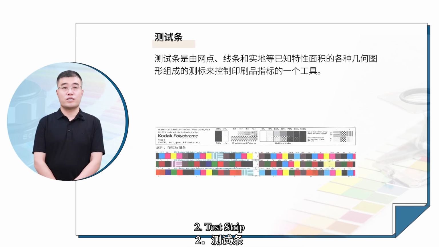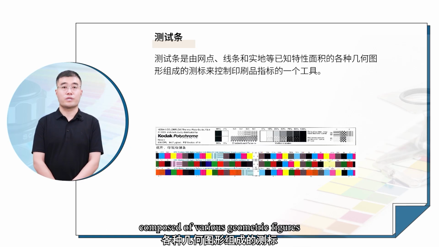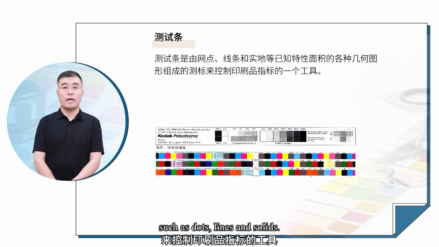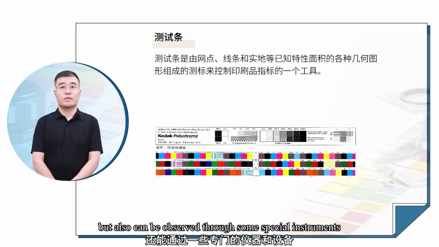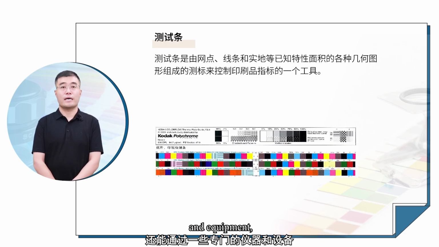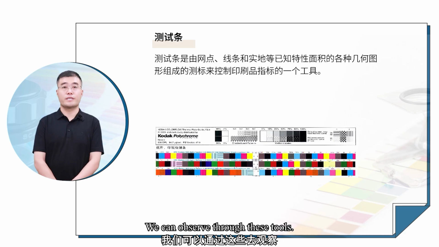2. Test strip. The test strip is a tool for controlling the indicators of printed matter, composed of various geometric figures, with known characteristic areas such as dots, lines, and solids. The test strip not only has the function of the signal strip, but also can be observed through some special instruments and equipment, or a high-power magnifying glass with scales. We can observe through these tools.